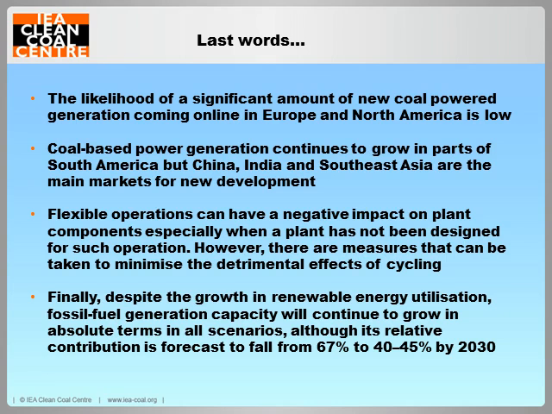In conclusion, despite the growth in renewable energy, fossil fuel generation capacity will continue to grow in absolute terms in all scenarios, although its relative contribution is forecast to fall from 67% in 2012 to 40 to 45% by 2030. However, the growth in coal capacity in the long term is expected to slow significantly, and especially so with the imposition of effective and robust carbon pricing schemes due to environmental concerns, especially climate change.